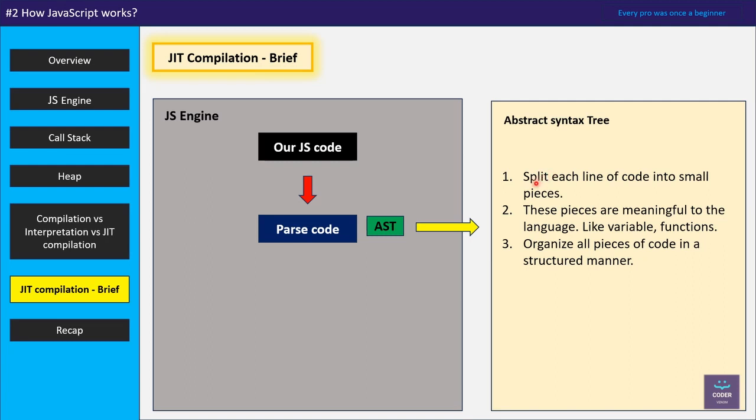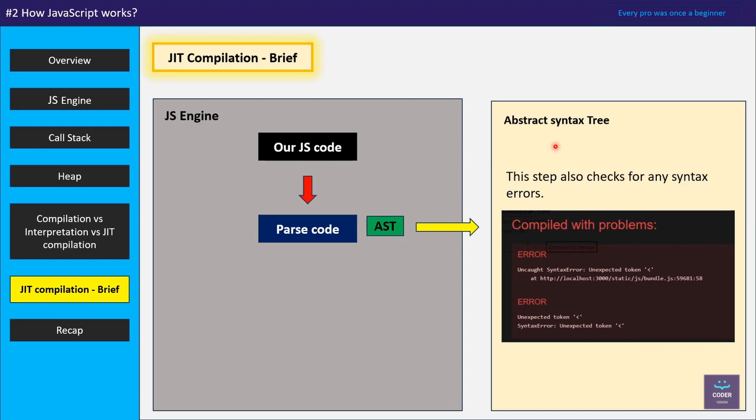Okay, it will split each line of code into small pieces. Those pieces are understandable by the compiler, I mean the JavaScript engine. Then those pieces of code are finally combined to form one full structure. Those full structures are finally converted into machine code, that means zeros and ones. This step also checks for syntax errors. If we missed some syntax, or wrongly declared something, it will throw an error called a syntax error. These errors are found in this step.